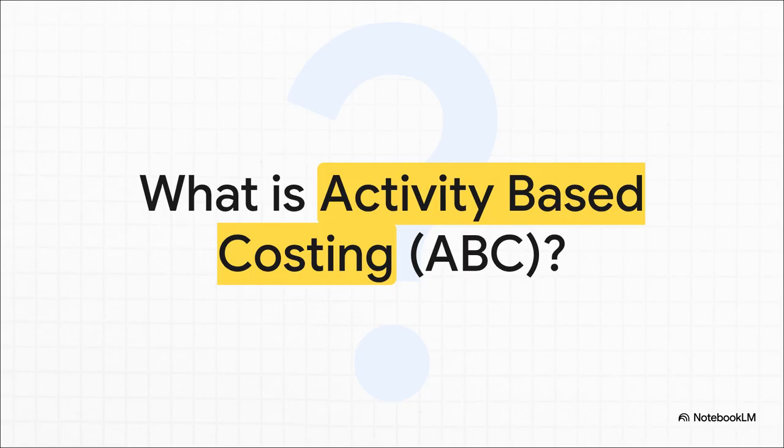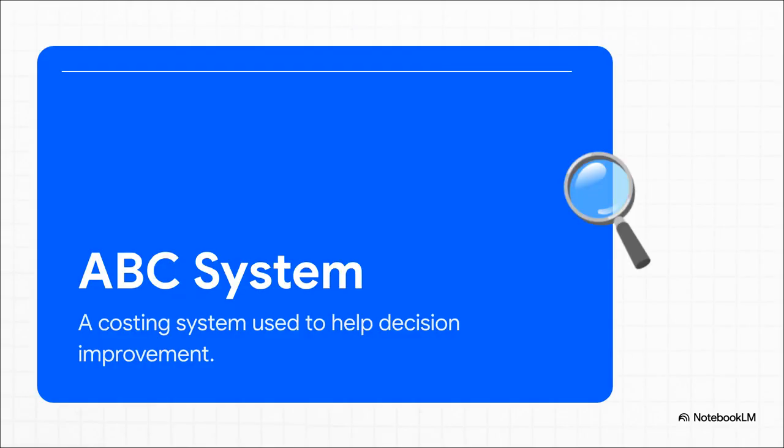What really is the difference between activity-based costing, or ABC, and traditional cost systems? Well, traditional costing often just smears indirect costs across products like peanut butter, which honestly can wildly distort reality. ABC changes the game. It identifies specific activities like machine setups or quality inspections and assigns costs based on how much of that activity a product actually consumes.